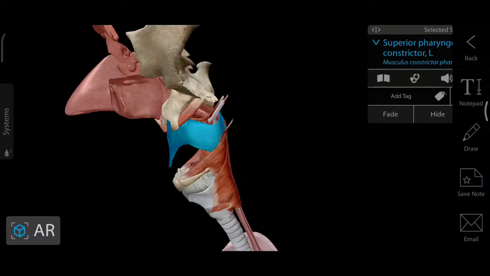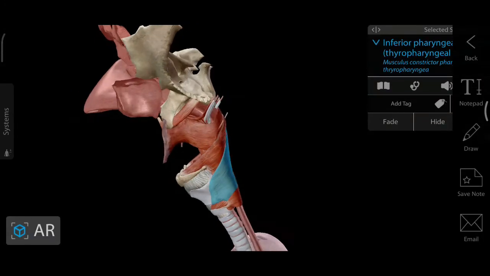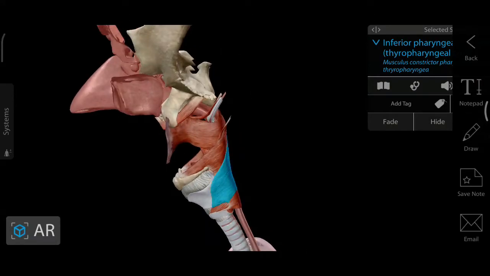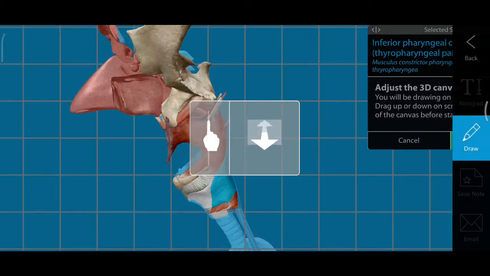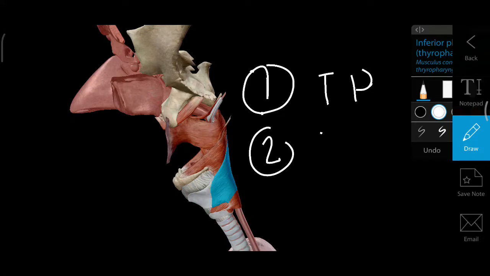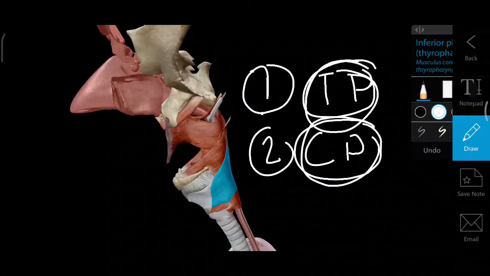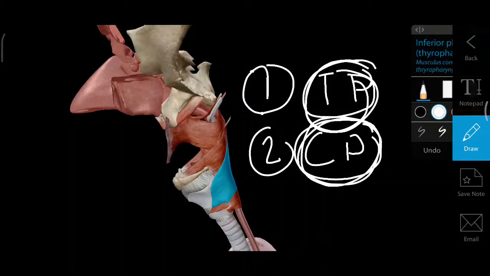This is your superior constrictor. This is your middle pharyngeal constrictor. This is your inferior constrictor. Guys, the inferior constrictor has two parts. The first one is the thyropharyngeus and the second one is the cricopharyngeus. So why do we divide it into these two parts? Because these two muscles have a different nerve supply, so it has some clinicals, which we'll see later.